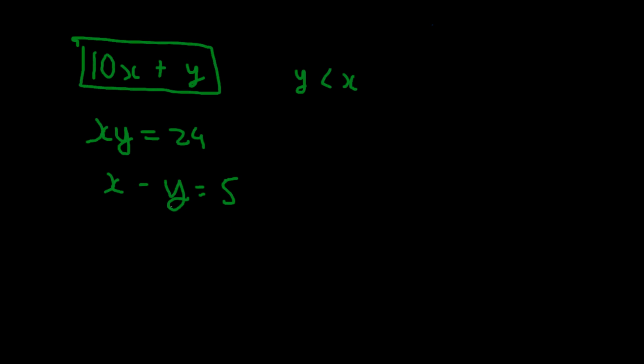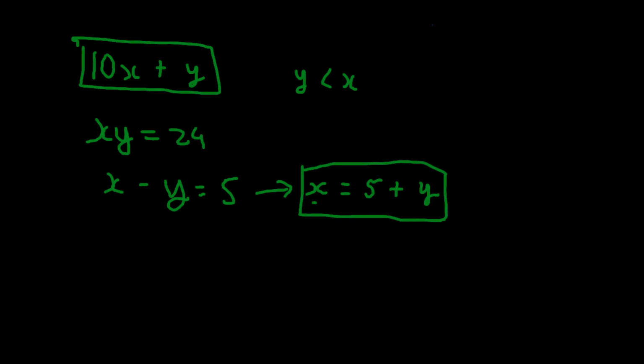Let's just write this equation in terms of x, or let's just equate it to x. So take this equation, take the y to the other side, so you get x is equal to 5 plus y. You could do the opposite as well. You could do it either way, really, it doesn't matter. So once you get this, all you do is substitute this value of x into this equation here.